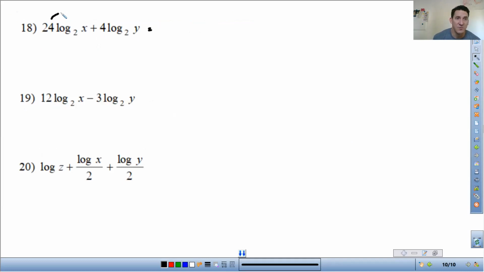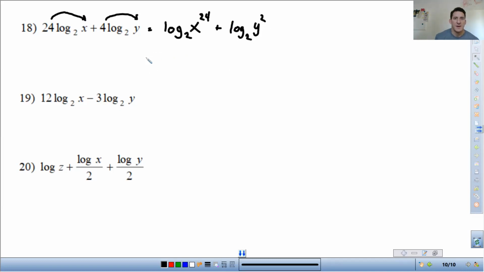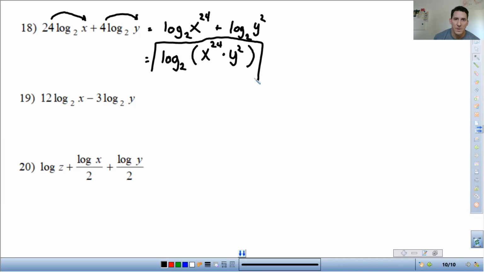So first thing I'm going to do is move the coefficients, move those into exponents. So this is going to be log base 2 of x to the 24th plus log base 2 of y squared. And then the last step, I can condense that down into a single log now. So it's going to be log base 2 of x to the 24th times y squared. Yeah, so just take it in steps.